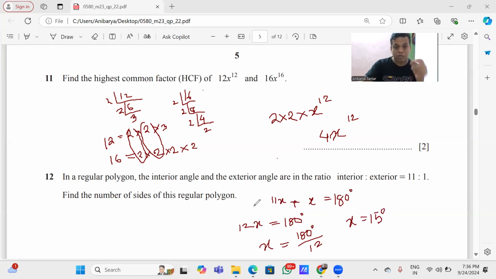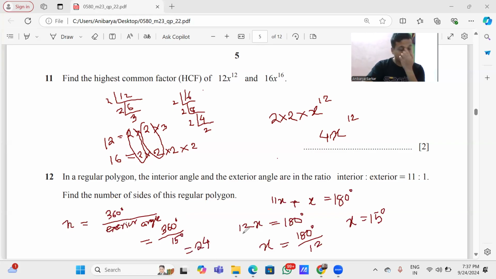Now they ask to find the number of sides of the polygon. There is a formula: the number of sides n equals 360 degrees divided by the exterior angle. So that is 360 degrees, and the exterior angle is 15 degrees. So 360 degrees by 15 degrees, the value is 24. So the number of sides of the regular polygon is 24.